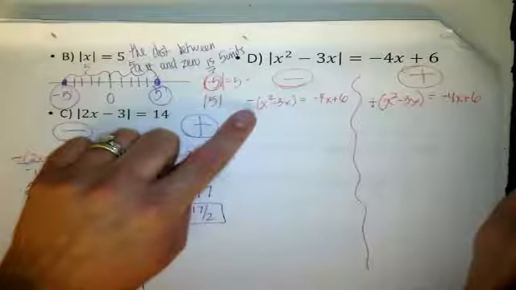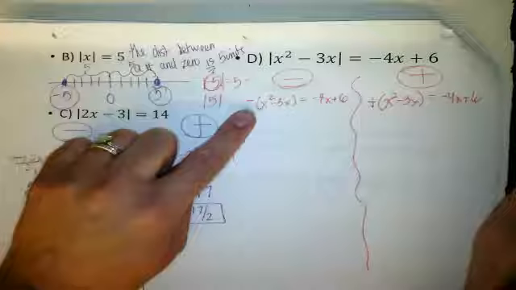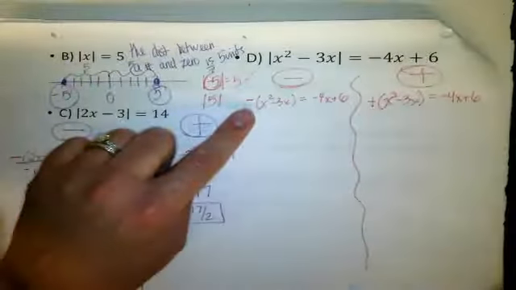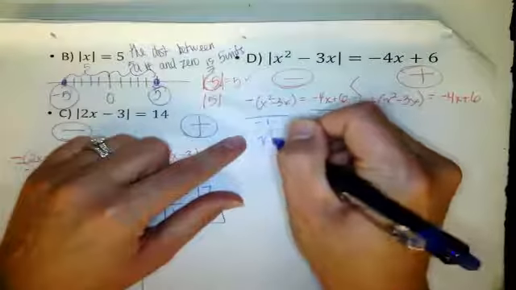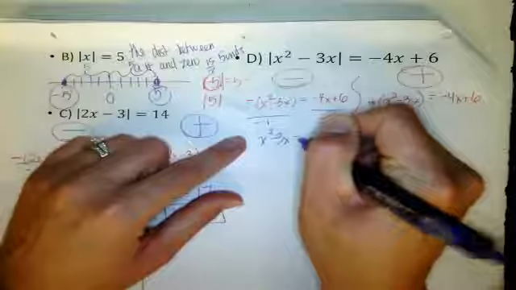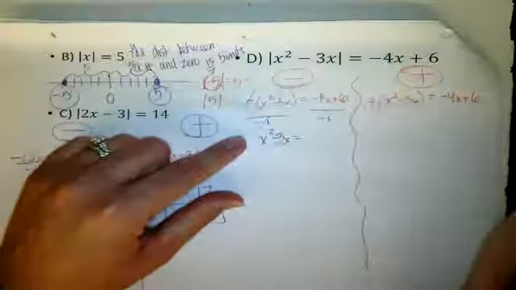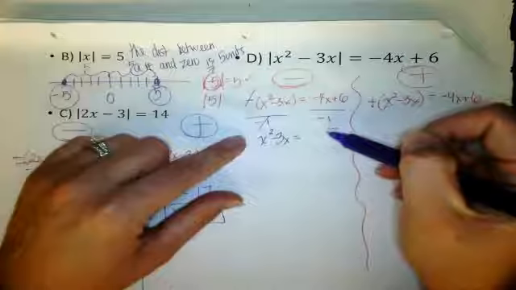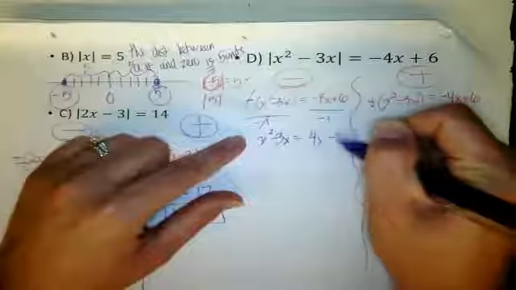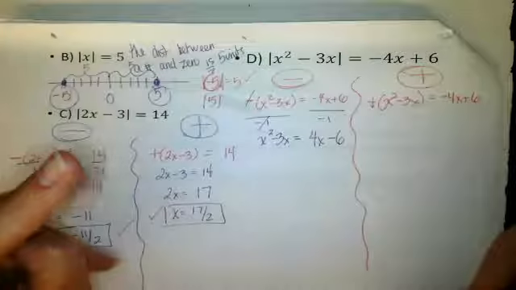What do you want to do with this negative? You could distribute it, or you could divide by -1 everywhere. I'm going to do that. So x squared minus 3x, my negative divided by negative turns to positive. What happens on the right-hand side? Positive 4x and a -6. Those signs are going to change.